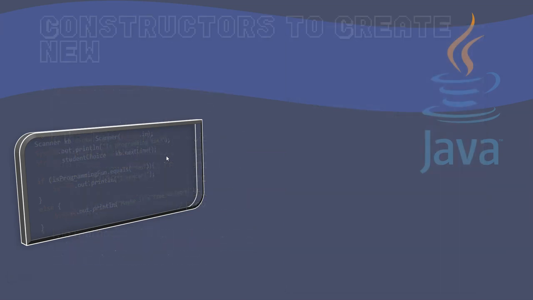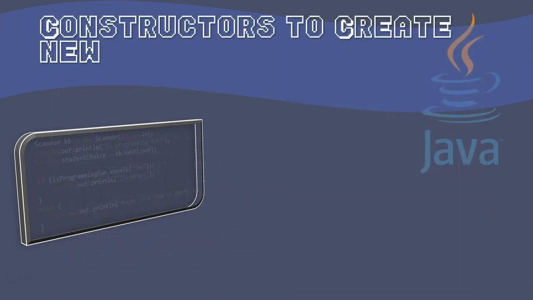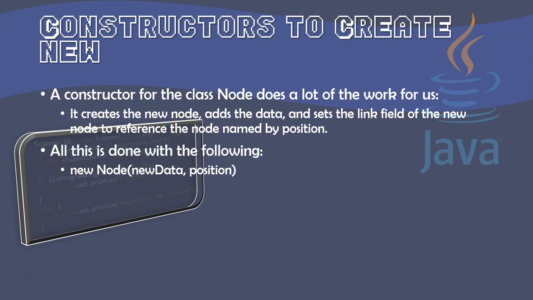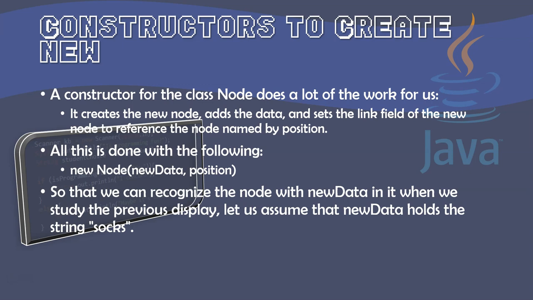So the constructors to create new nodes are going to be really nice because they do a lot of the work for us. It's going to create the new node, add the data, and set the link field of the new node to reference the node named by position, and it's all done with just saying new node, new data, comma, position. And we can recognize the node with new data in it when we set the previous link. When we look at that example, we can see how easy that was. It's just updating these references to where these things are going.